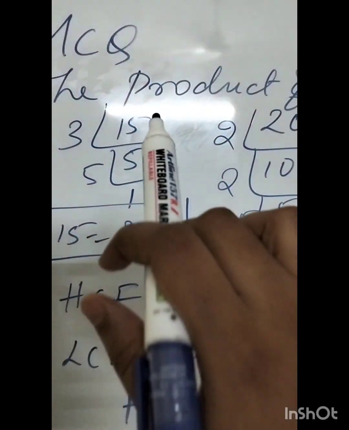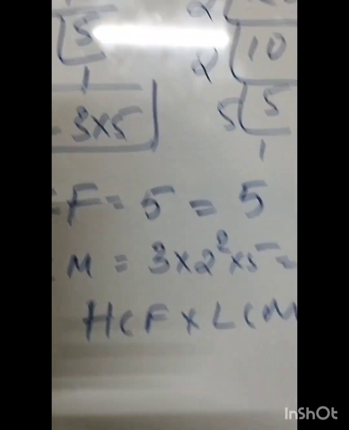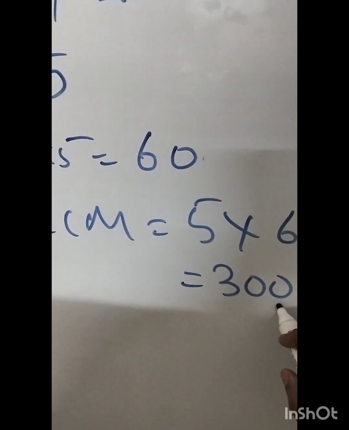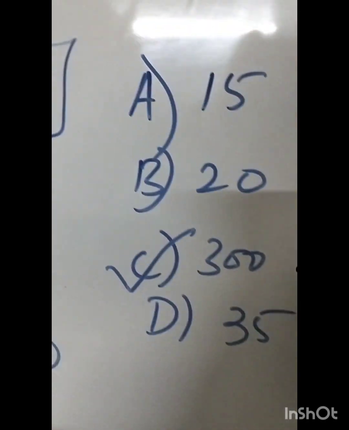According to the question, we need to find its product. So let's take the product of 5 into 60. The product of 5 into 60 is 300. That corresponds to option C.